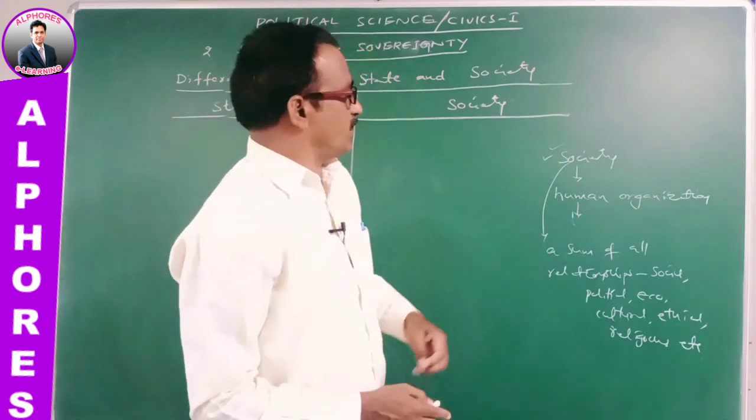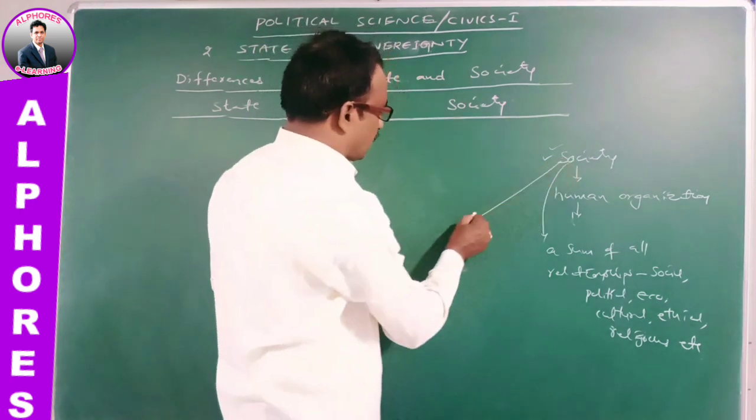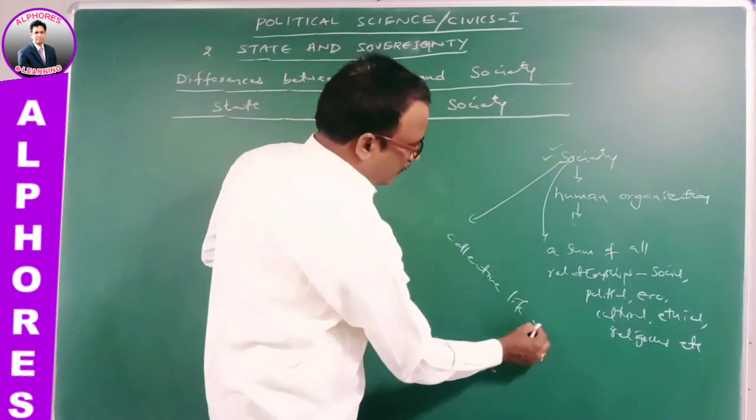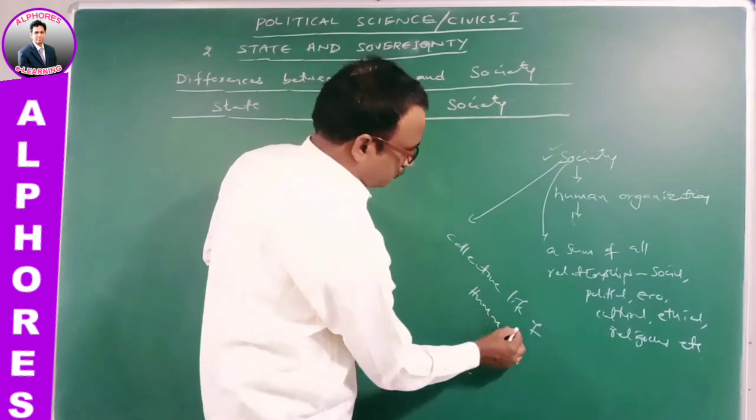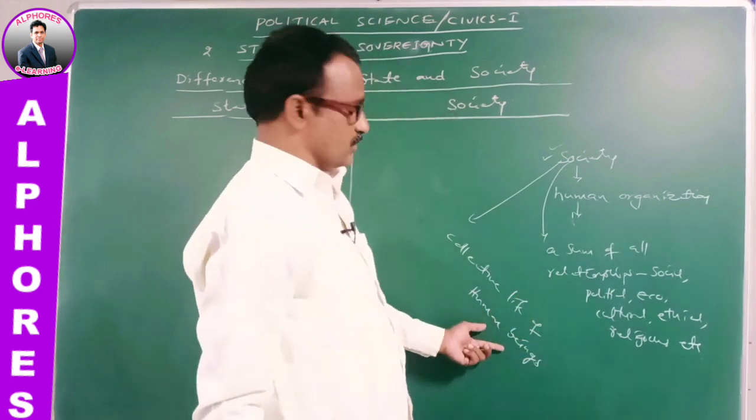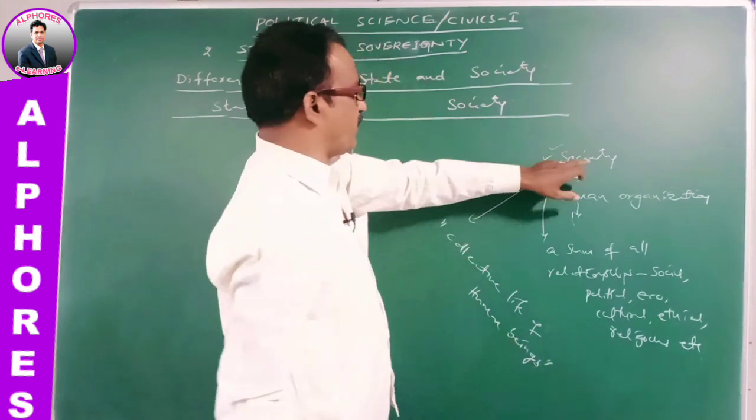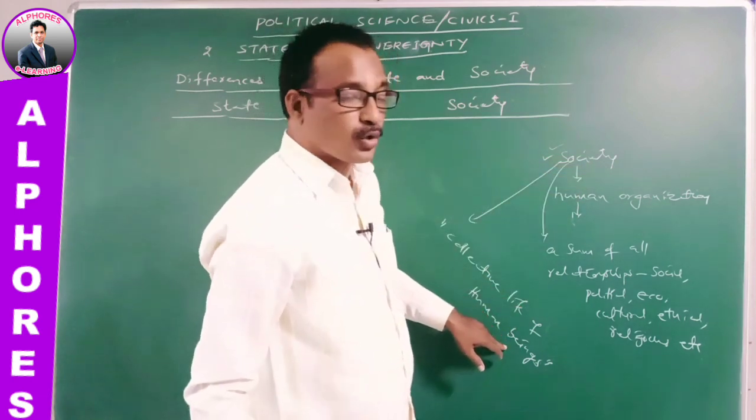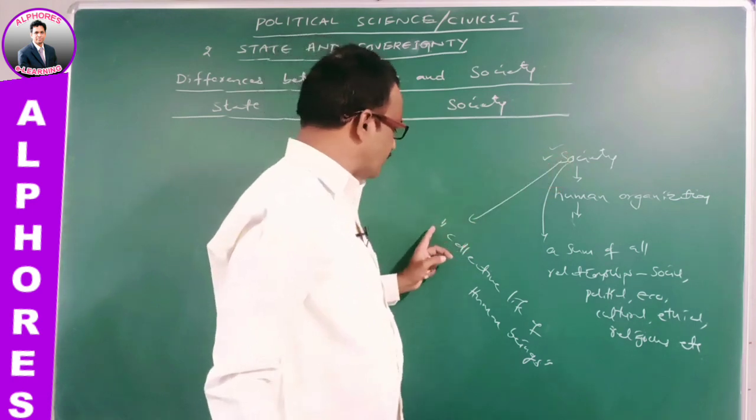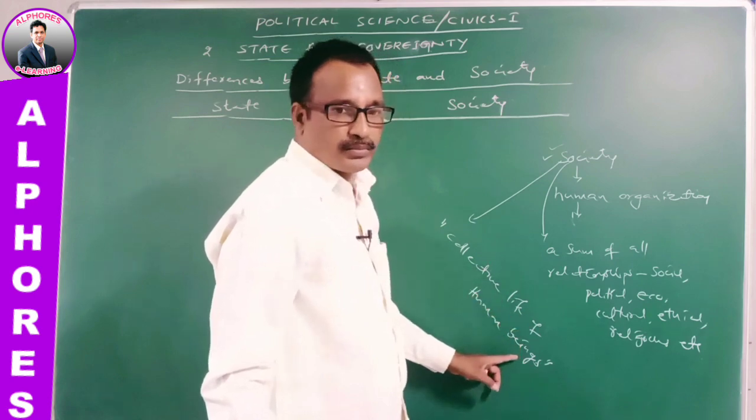One more definition is also there. Society can be defined as a collective life of human beings. Human beings living in coexistence. So it is one more definition of the society. Society can be defined as a collective life of human beings.